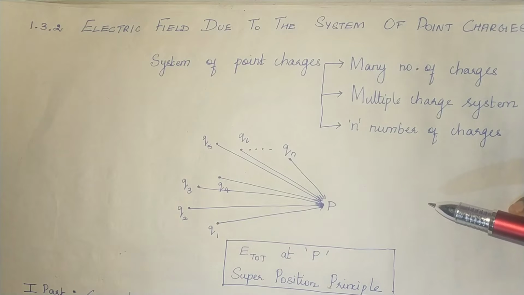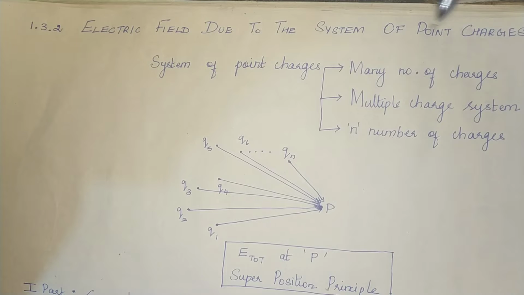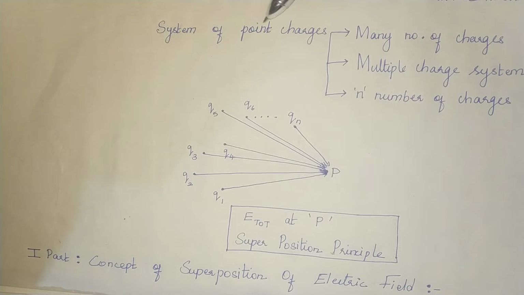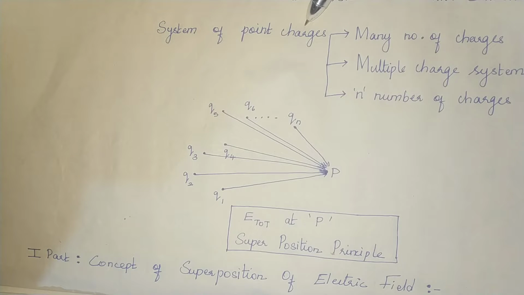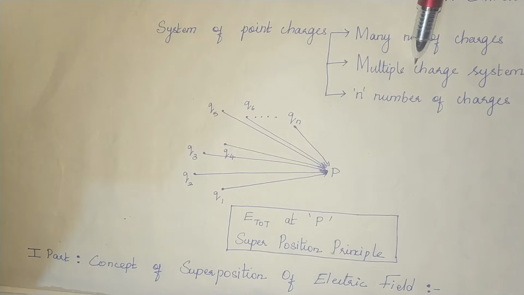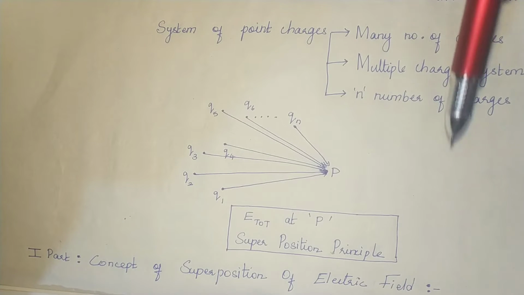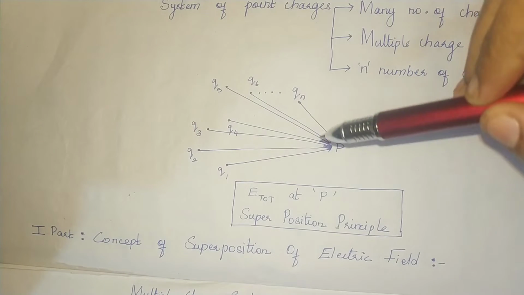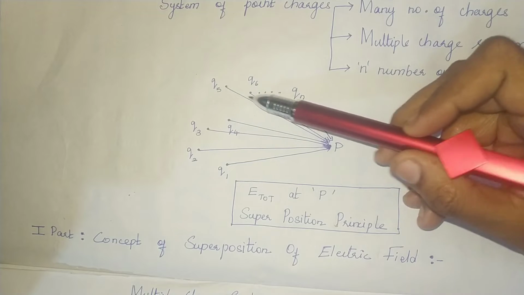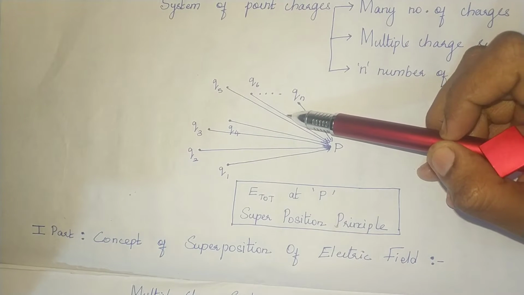In this session, we will discuss the topic electric field due to a system of point charges. Guys, what do you mean by system of point charges? Many number of charges, or multiple charge system, or n number of charges, isn't it? Now, consider a multiple charge system. Let Q1, Q2, Q3 and so on up to Qn be the charges in the multiple charge system.